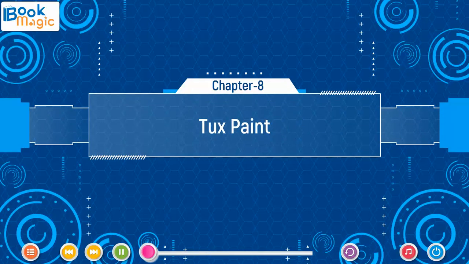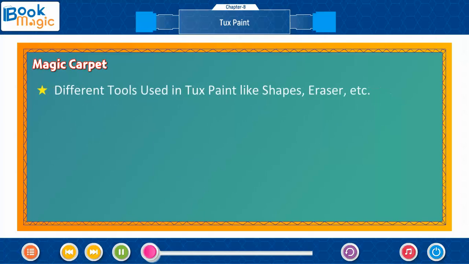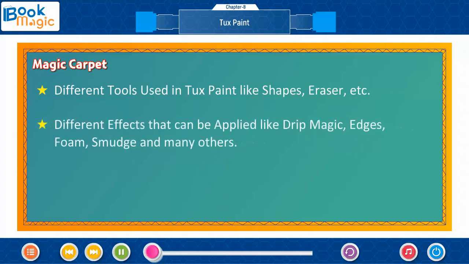Chapter 8: Tux Paint Magic Carpet. Different tools used in Tux Paint, like shapes, eraser, etc. Different effects that can be applied, like drip magic, edges, foam, smudge and many others.